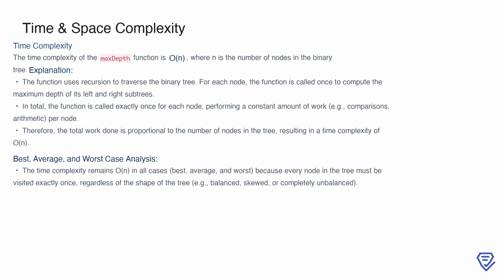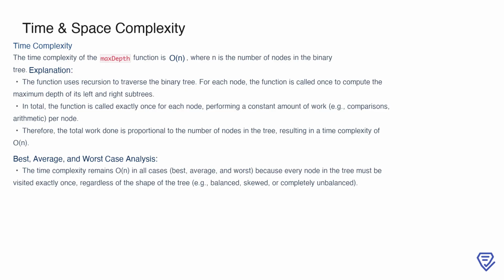The time complexity of the maxDepth function is O(n), where n is the total number of nodes in the binary tree. This is because the function uses recursion to traverse the entire tree, visiting each node exactly once. For every node, it computes the maximum depth of its left and right subtrees, which involves a constant amount of work like comparisons and arithmetic operations. As a result, the total work done is directly proportional to the number of nodes in the tree, leading to a time complexity of O(n).